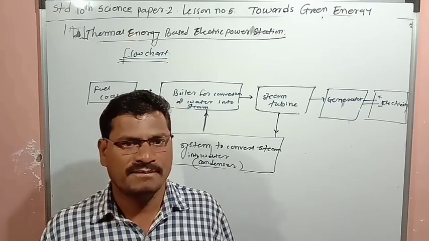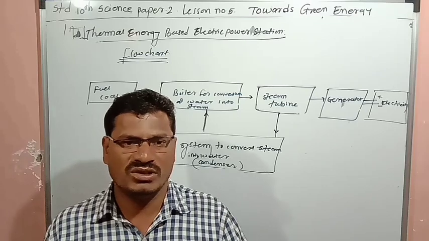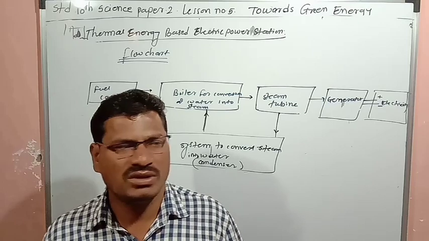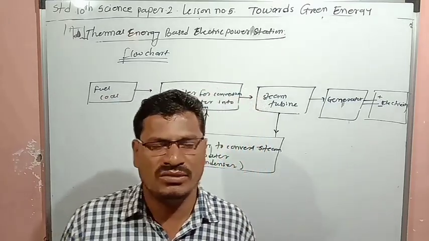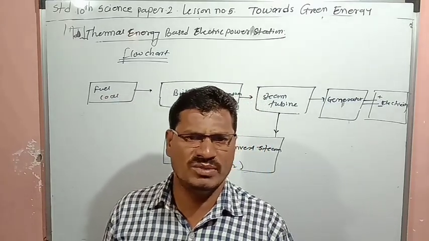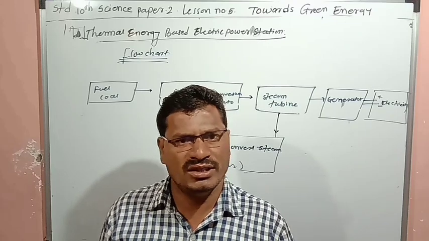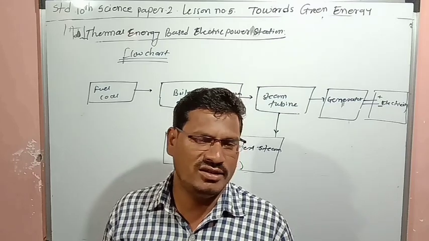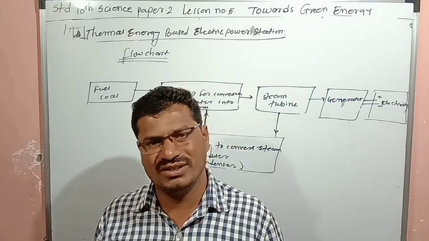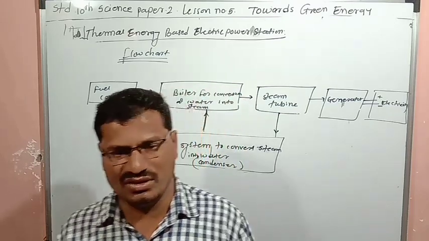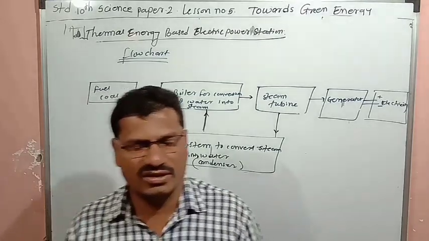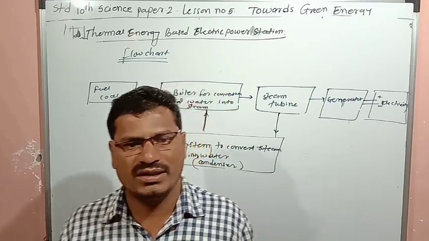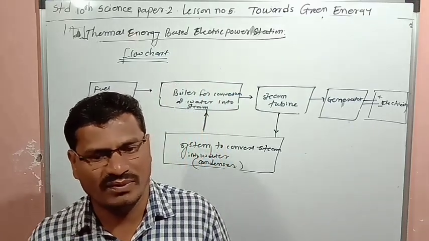So we have seen interconversion of forms of energy, and for that we have studied a law. Which law? The law of conservation of energy. Energy can neither be created nor destroyed. It can be converted from one form to another, and the total amount of energy in the universe remains constant. So chemical energy in the form of coal is converted into electrical energy in the thermal power plant.